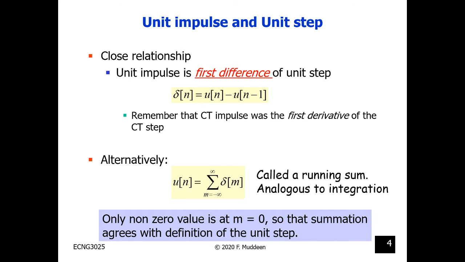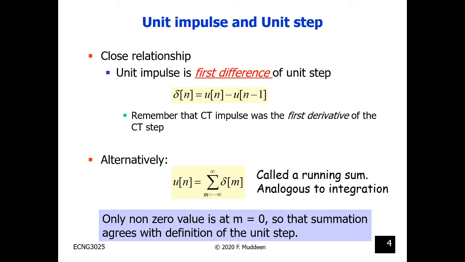So one thing to note is that our unit impulse in discretized time is the first difference of a unit step. Meaning that if we take the unit step and then we delay it by 1, and we subtract these two, we will get back our unit impulse accordingly.